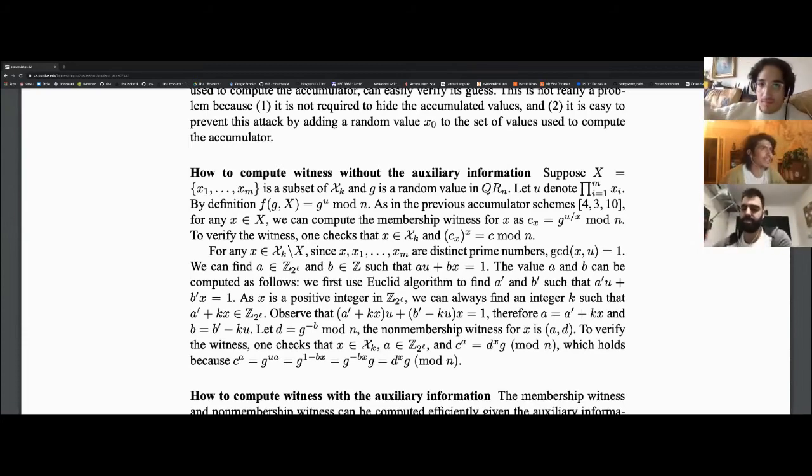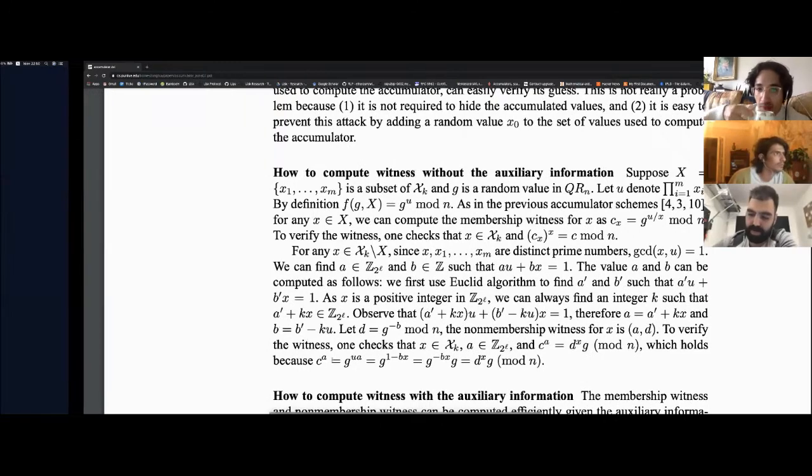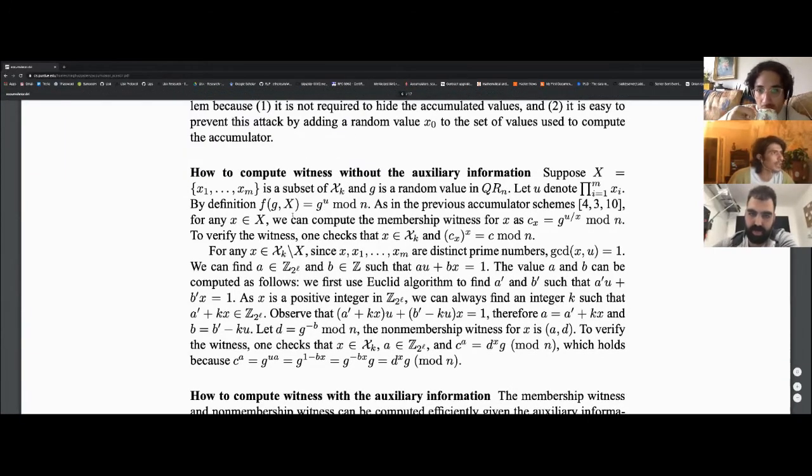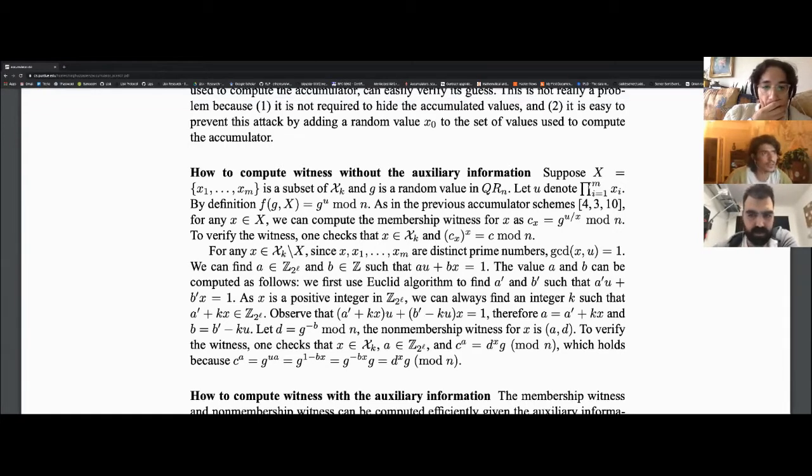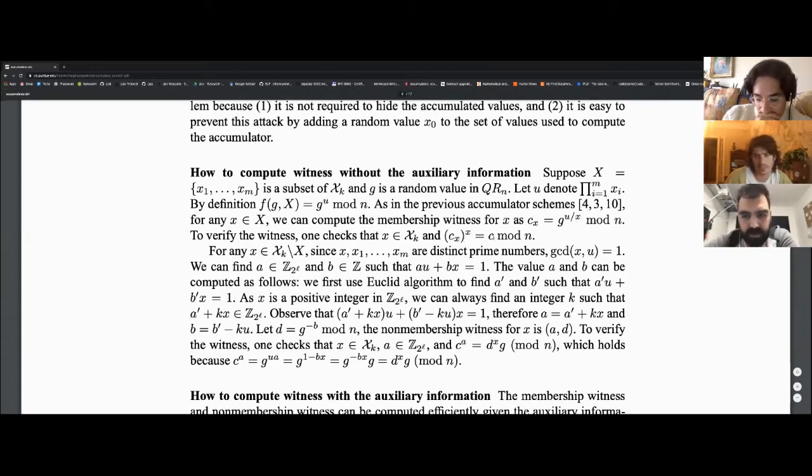Again, details, but the idea is that by definition, g to the X is equal to g to the u, where this u is just the product over all xi in X, capital X. So this is the accumulator. To calculate a membership witness, you just calculate Cx, which is g to the u over x, mod n, where u over x is just the product over all xi that are not equal to x. And then to verify the witness, you just do Cx to the x and you get C, mod n. So far, so good? Yep.